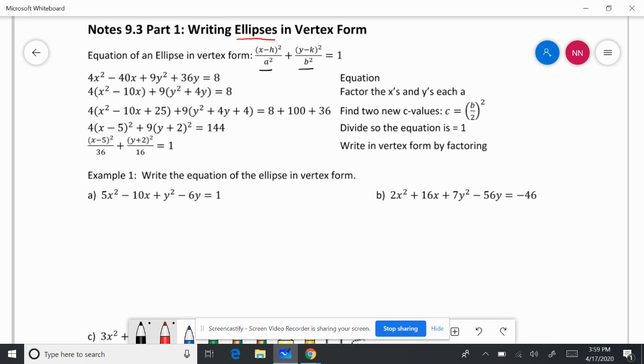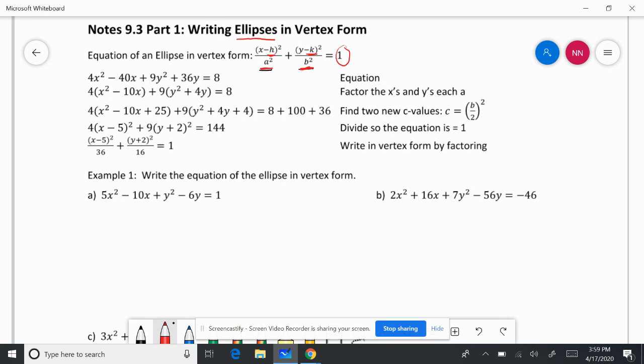We'll talk more about that tomorrow when we're actually graphing. Today we're going to set them up to graph. So we're going to be writing the ellipse in vertex form. Vertex form has our h and k value, like we're familiar with from the circle, except it's not going to have a common radius. We're going to find our a squared value and b squared value, and we'll talk about the significance of that tomorrow.